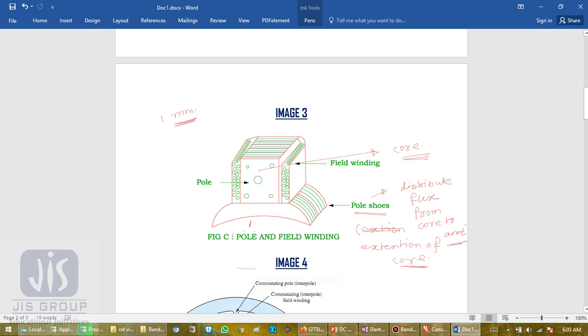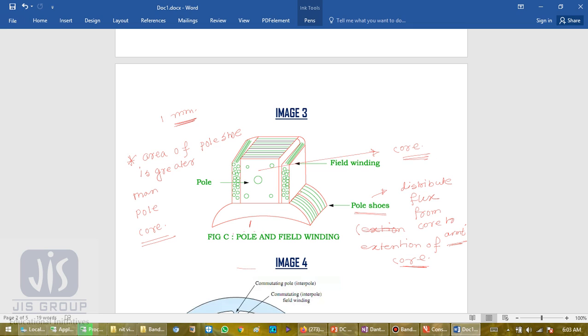You should keep that in mind. This is a very important point. The area of pole shoe is greater than the area of pole core. The area of pole shoe is greater than pole core. Okay. Why?